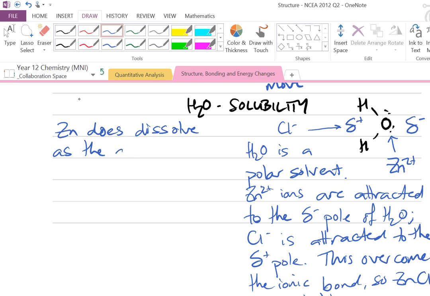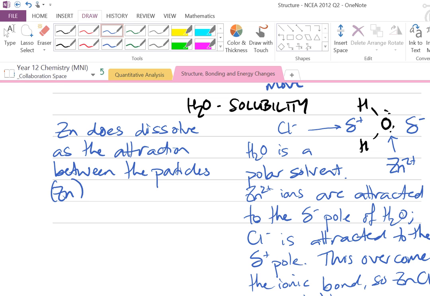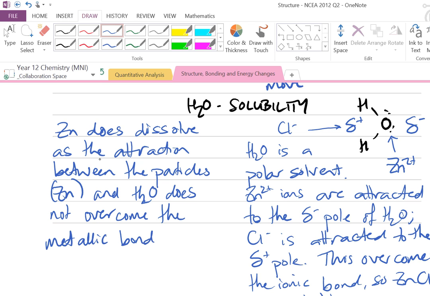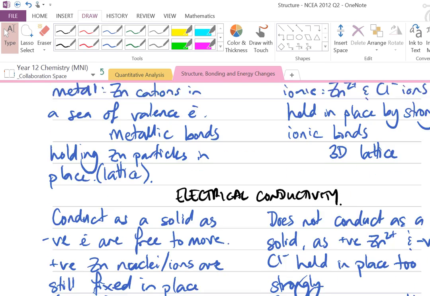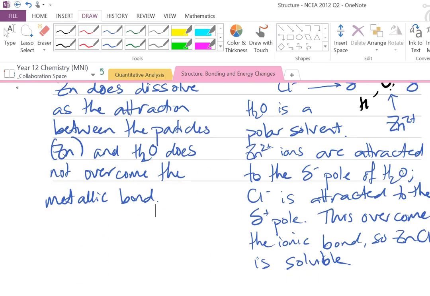As the attraction between the particles and water, and I would put in brackets Zn, which shows there's no charge there. Water does not overcome the metallic bond. Okay, and there we go. I've used a bit more space than actually given there. But as we know, in NCEA, there's often spare paper at the bottom as well.